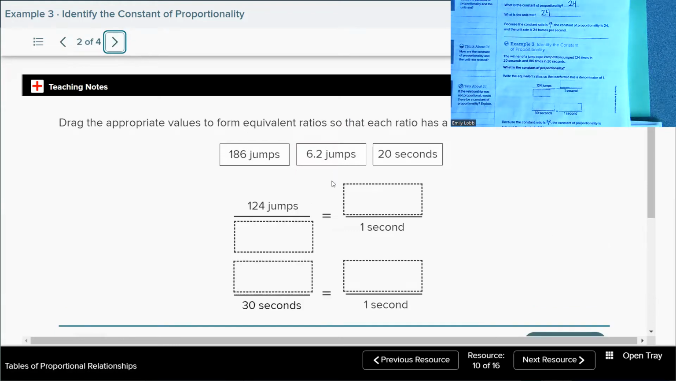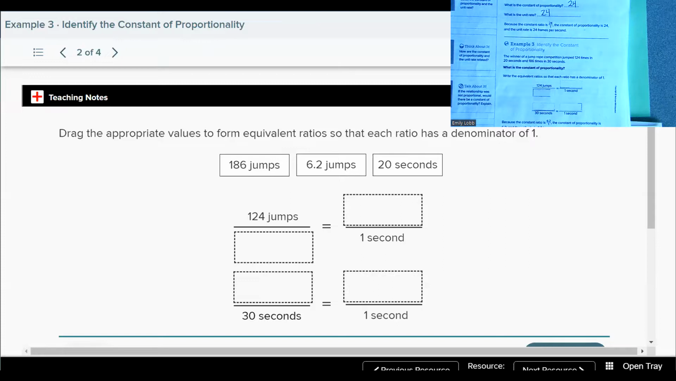Here we go. We're going to drag the appropriate values while we fill this out to form equivalent ratios so that each ratio has a denominator of 1. Okay, so this tells us we have 124 jumps in how many seconds? What did the question tell us? 124 jumps in 20 seconds. Look at your page, guys.